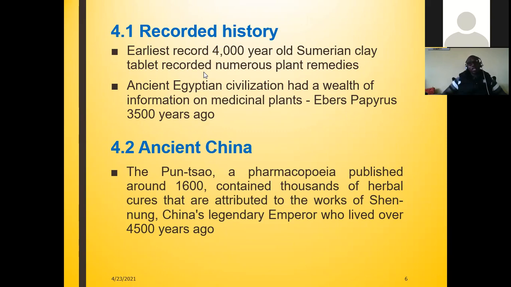We can also look at the early records, the old Sumerian clay tablets, which have a lot of plant remedies recorded in them. Also, when you look at the Egyptian civilization, we also see a lot of medicinal plant information. Again, you come to China, and the records published over 1600 years ago contain a lot of herbal cures that are attributed to the work of the emperor who lived around 4,500 years ago. So you can see that the use of medicinal plants in treating several ailments has been embraced by different societies around the globe.